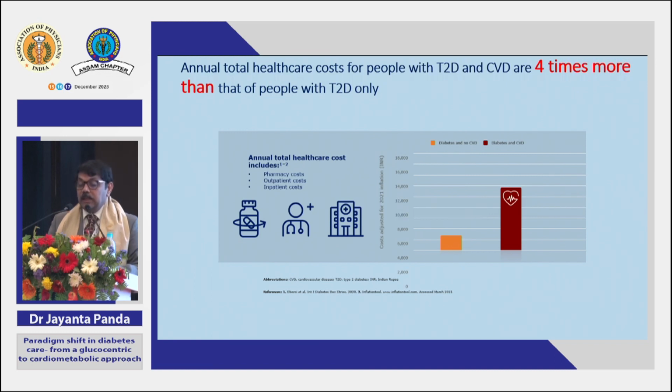Here you can see the annual total healthcare cost in diabetes and CVD are 4 times more than for people with diabetes only. And this includes the pharmacy cost, the outpatient cost, and the inpatient cost total. So if we have an added CVD, the budget becomes 4 times more.